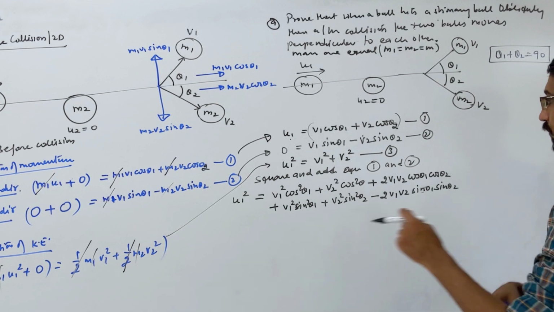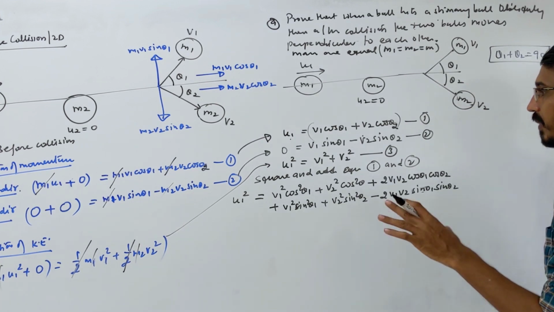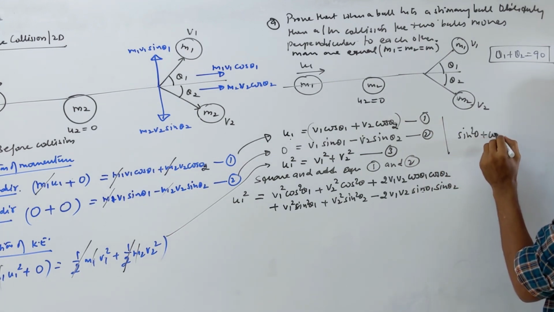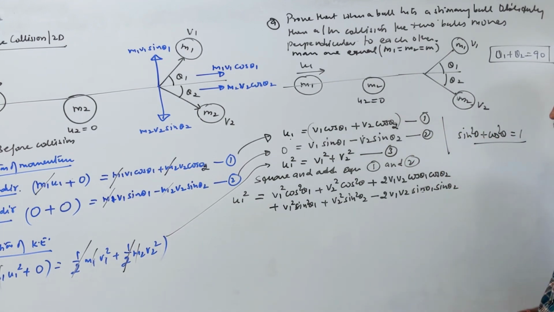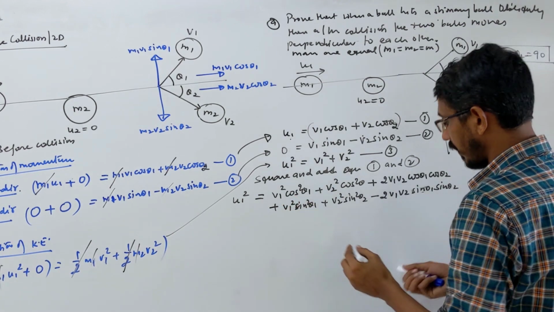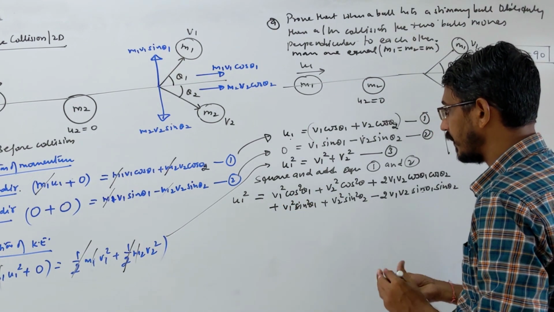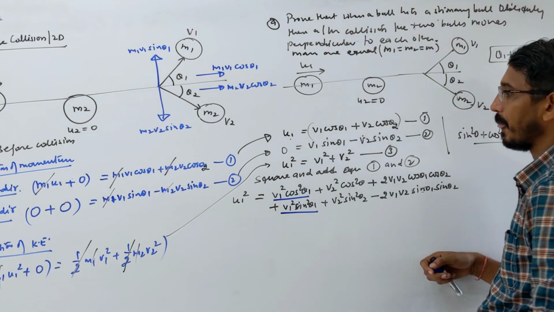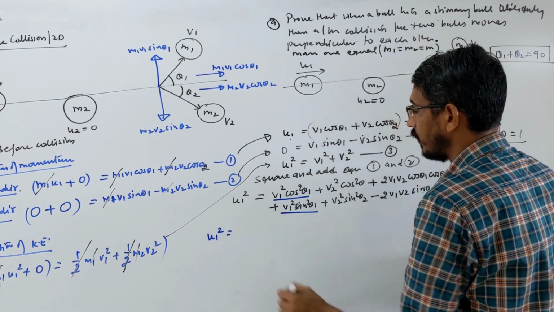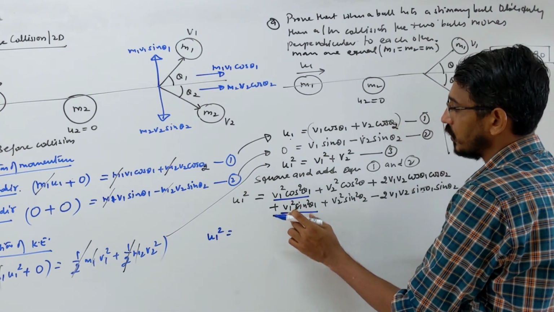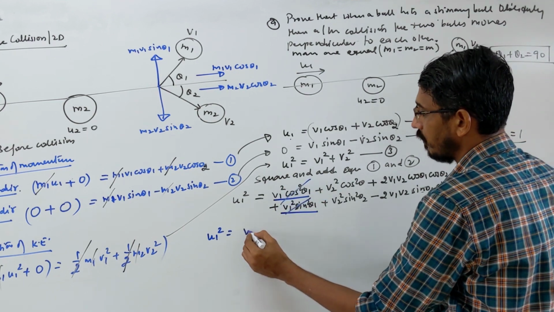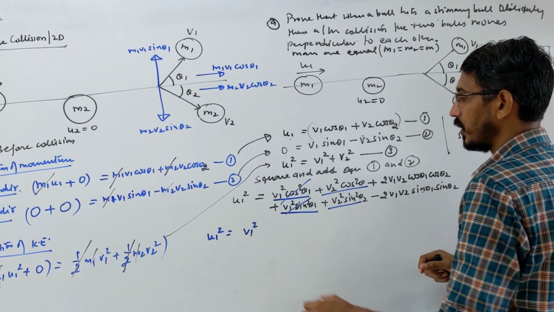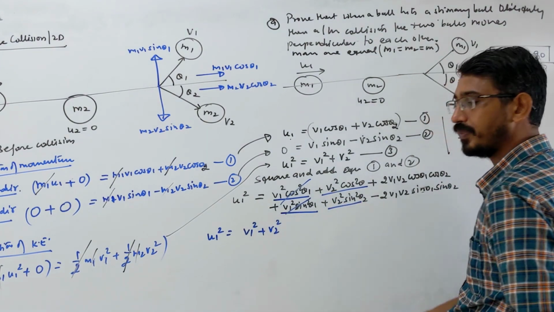Okay, so now let's use a little mathematics. We use this formula, sin square theta plus cos square theta is equal to 1. Where are we getting that? Look here at the same term, v1 sin square theta, v1 cos square theta. So I am writing u1 square is equal to, I took v1 common here, so sin square theta plus cos square theta becomes simply v1 square. Similarly, in this term v2 cos square theta, v2 sin square theta, I also take common, so it becomes v2 square.